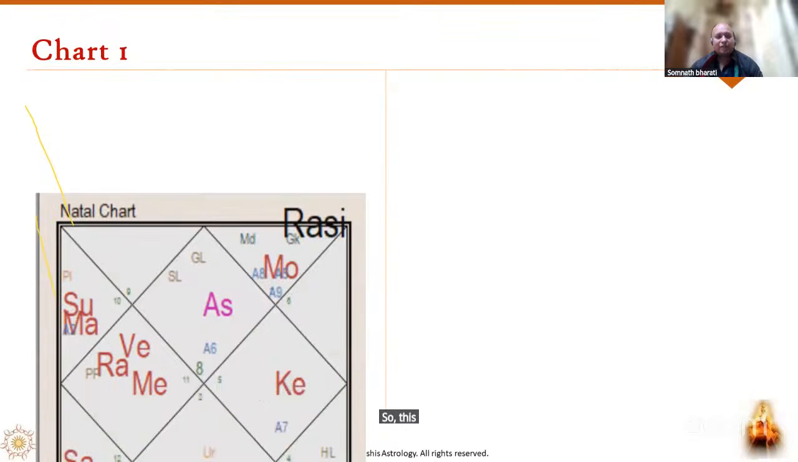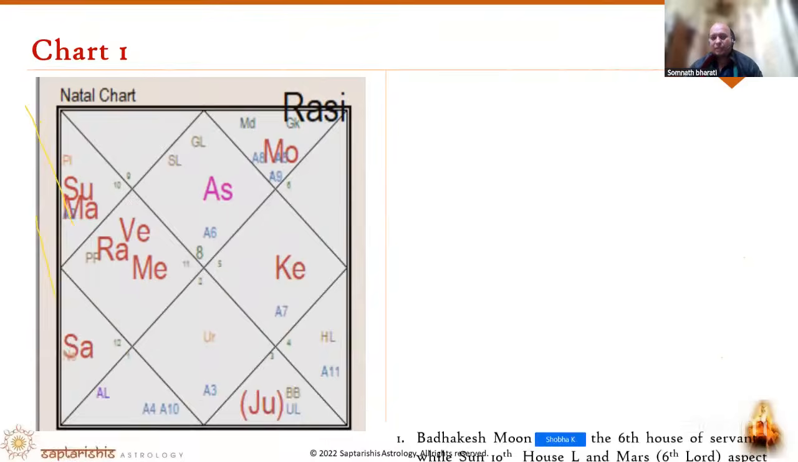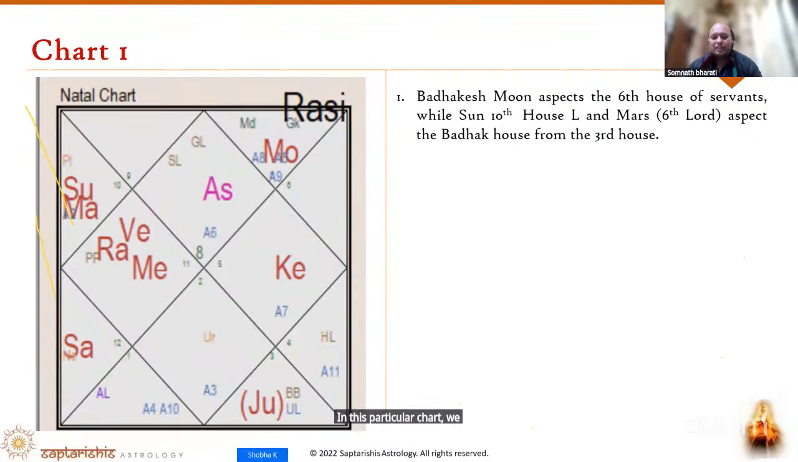So this is my first example. In this particular chart, we can see that for Scorpio Lagna, the ninth house is our Badhak house.